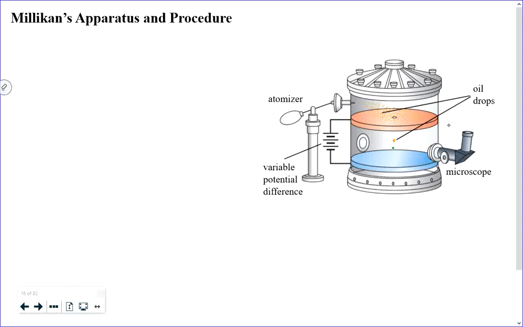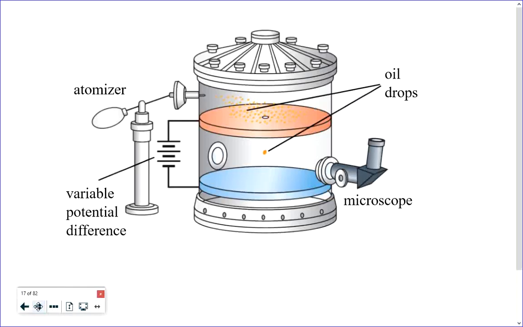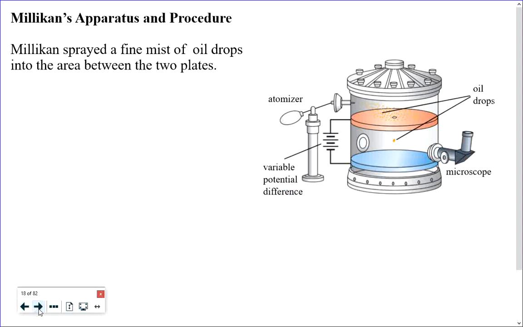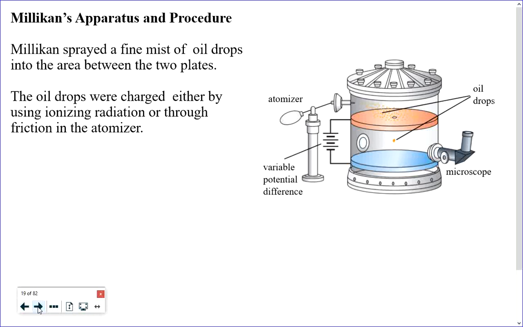There's a potential difference between these plates, and it's variable. So that's kind of the setup. Millikan sprays a fine mist of oil drops into the area between the two plates. The drops are charged. Now, first of all, my whole explanation of this experiment is vastly oversimplified. Okay? What we typically say in high school physics is they're charged through friction with the air when they leave the atomizer. And some of them become positively charged and some of them become negatively charged.